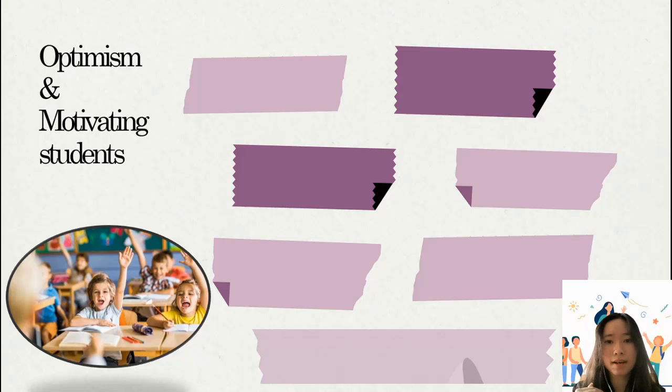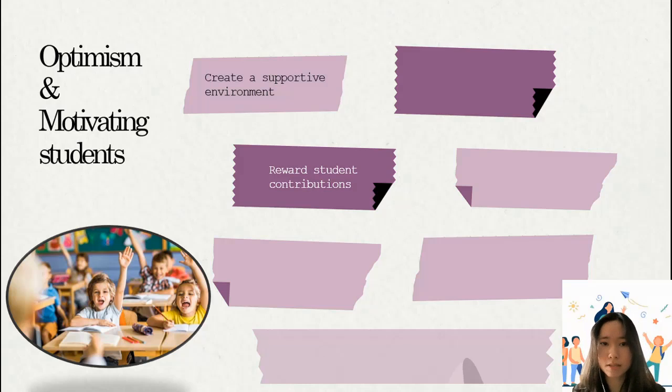We should create an atmosphere in which motivation can occur. Teachers cannot force students to learn. They can create an atmosphere in which students are motivated to learn. Here are some ways you can do it. First of all, create a supportive environment. Students should feel able to give a wrong answer without being humiliated.